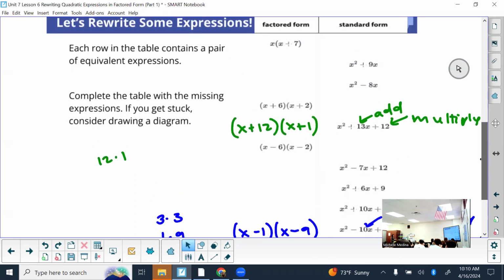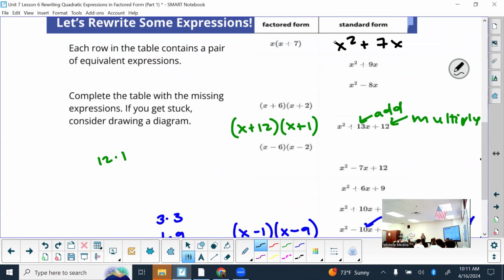So first, let's knock out these first 3, and then I'll show you another way to organize your information for the rest. Table 8, what's the standard form for the first one? Okay, good, and that's a unit 6 still, so hopefully that was probably easy. If not, on the tutoring, we talk it out. Table 9, what's my factored form of x squared plus 9x? What can I multiply together to get x squared plus 9x?